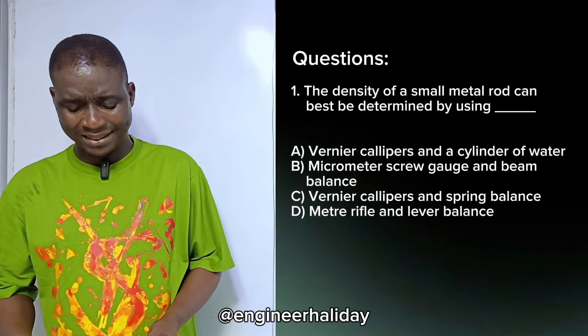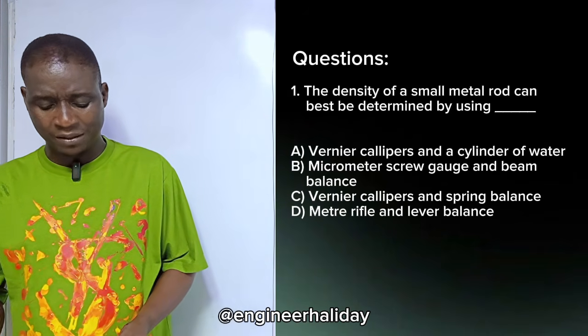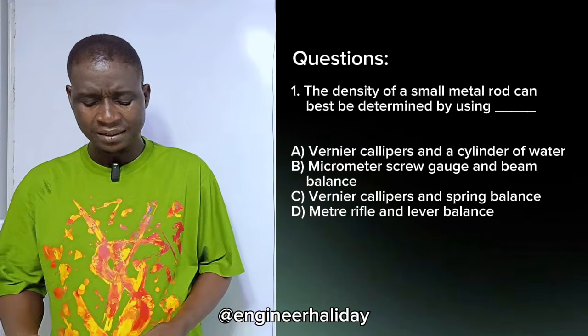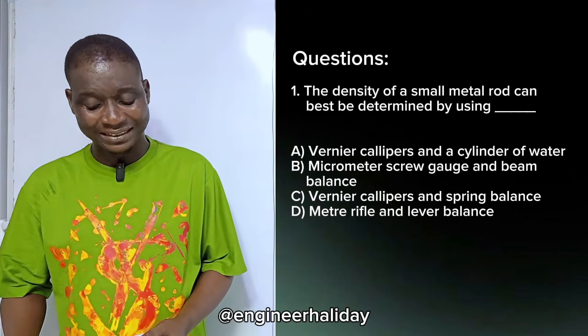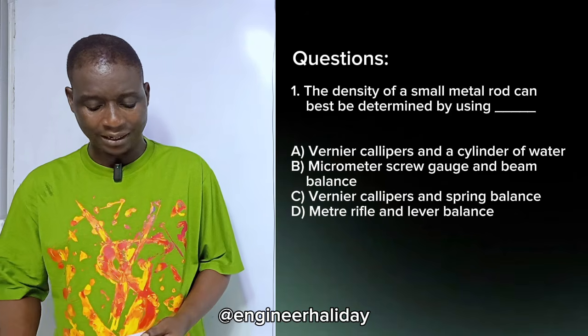Now, I want to discuss some likely examination questions for the 2026 UTME. Question 1: The density of a small metal rod can best be determined by using dash. A. Vernier caliper.